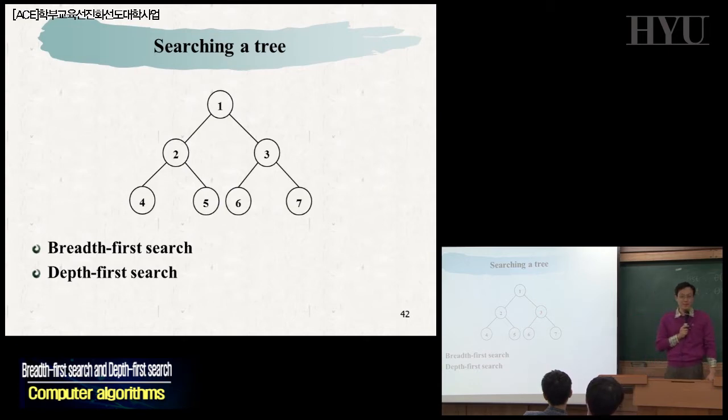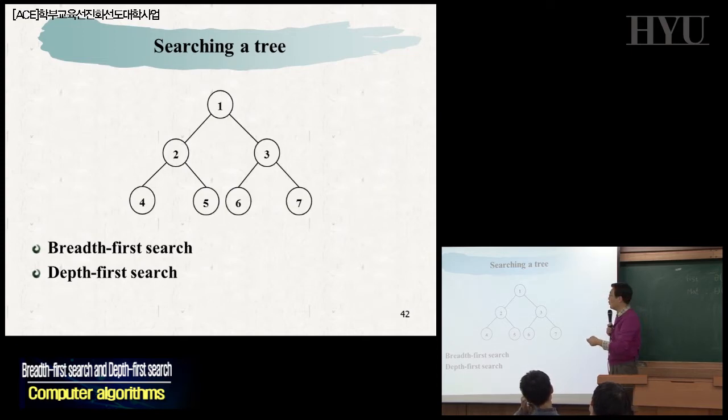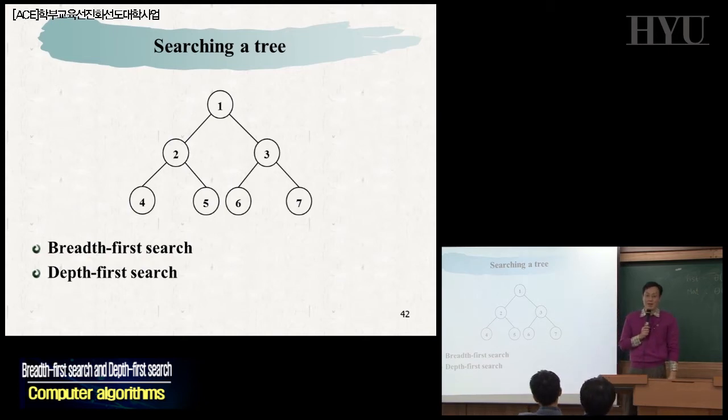Okay? You may visit in this way, 1, 3, 2, 7, 6, 5, 4. That's fine. Or 1, 2, 3, 7, 6, 4, 5. So in the same level, their permutation is fine. That's BFS. And then DFS.